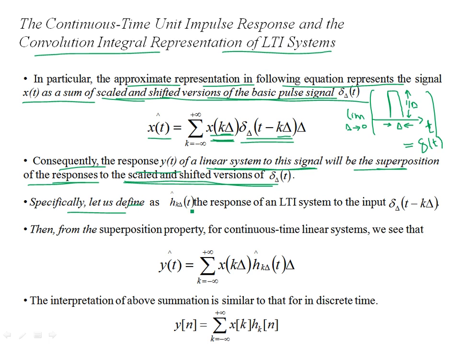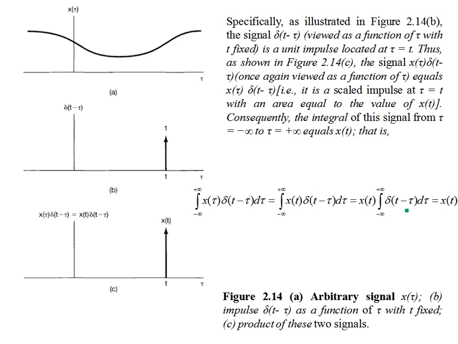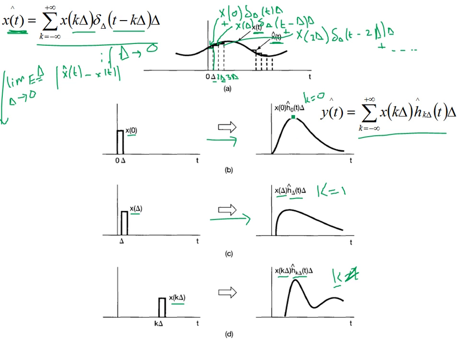Specifically, if we define h k delta t, which is again an approximation, as the response of an LTI system to the input pulse, so this is the response h k delta t to the input delta t minus k delta. For example, for k equal to 0, this will be h0 of t, and the input will be delta t. So you see over here, this is exactly what has happened. For k equal to 0, this is h naught of t. For k equal to 1, this is h delta of t, because k is equal to 1 over here. So you can see what is going on in here.